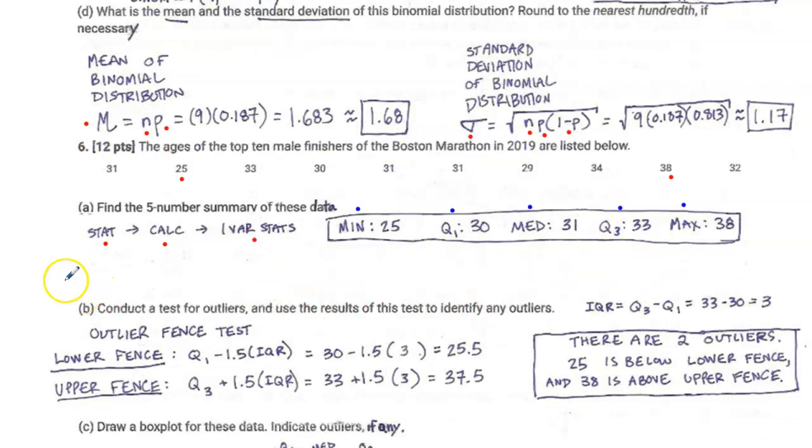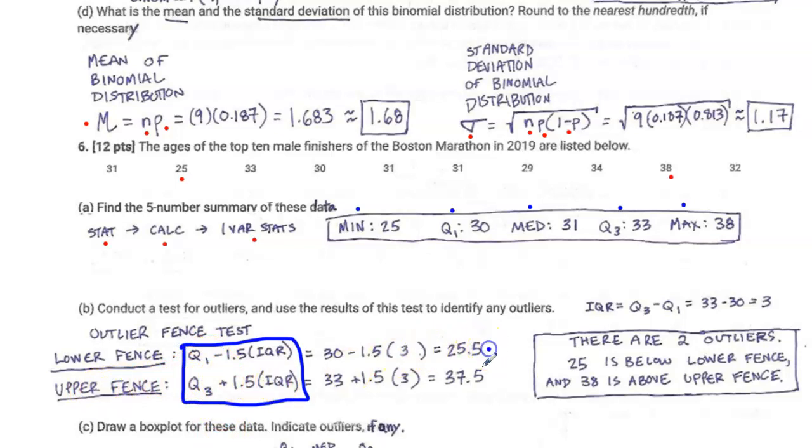We're next supposed to conduct a test for outliers. That's going to be your outlier fence test. The outlier fence test is another thing that is in the slideshow. It's just a formula that you need to remember. These are the fences. The lower fence means if it's below this fence, it's an outlier. The upper fence means if it's above this fence, it's an outlier.